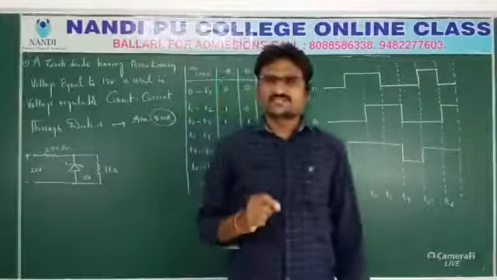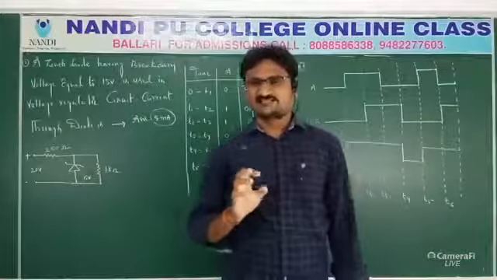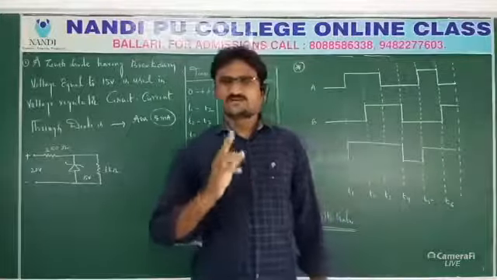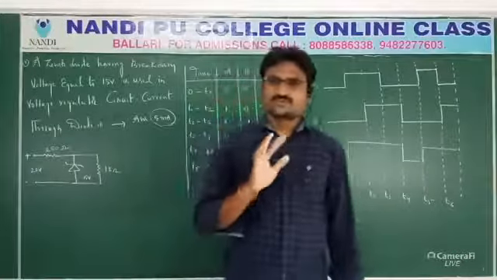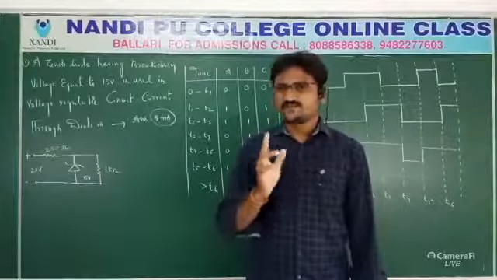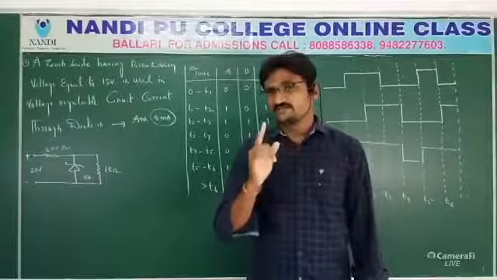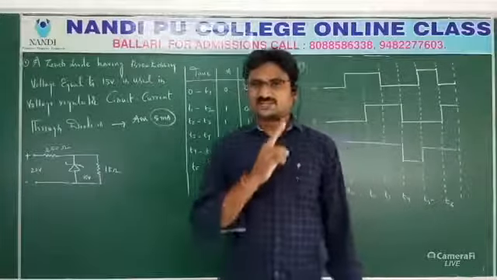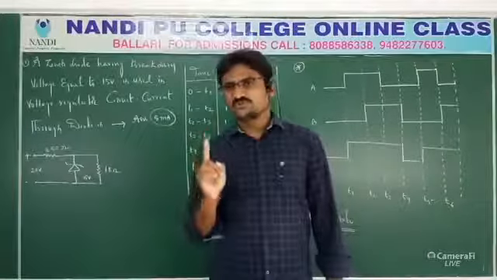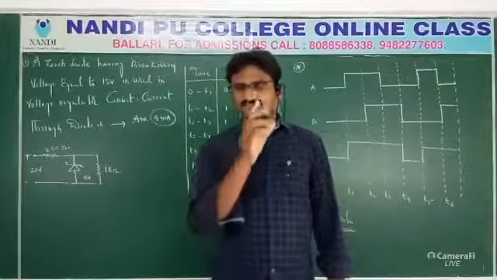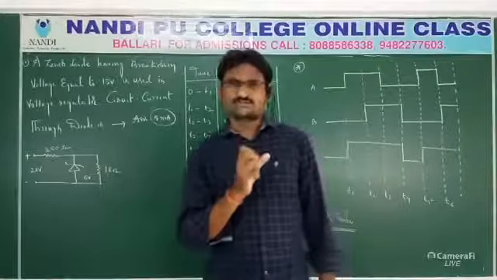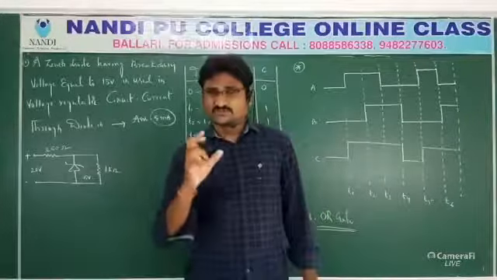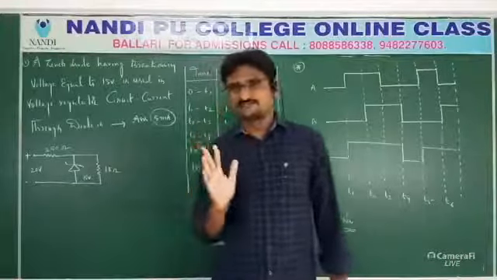A Zener diode always works under reverse bias condition, as you know. Here we have two types of breakdowns which are very important: Zener breakdown and avalanche breakdown. The doping concentration is maximum in Zener breakdown. In avalanche breakdown the doping concentration is normal.